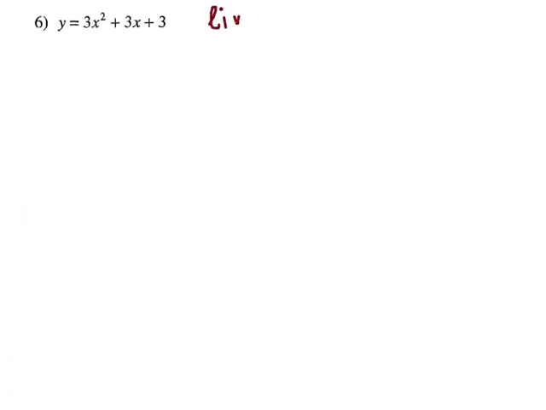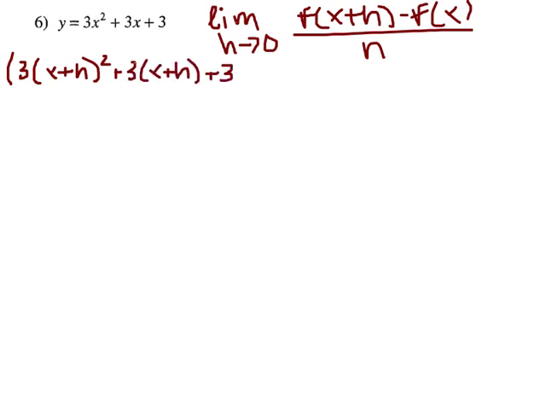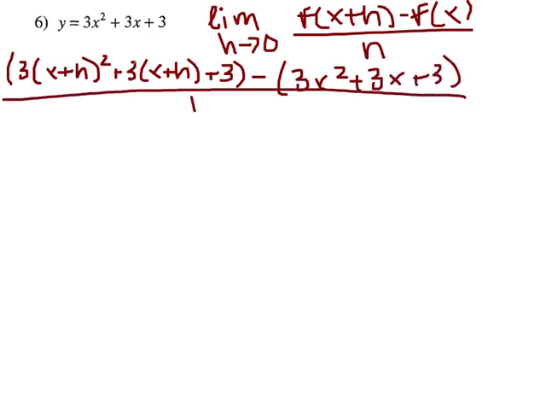Again, like I told you, when I'm trying to memorize something, I rewrite it over and over again. The limit as h approaches 0 of f of x plus h minus f of x all over h. So, plugging all that in, we have 3 times x plus h squared plus 3 times x plus h plus 3 minus our regular f of x, which is just 3x squared plus 3x plus 3, all over h.